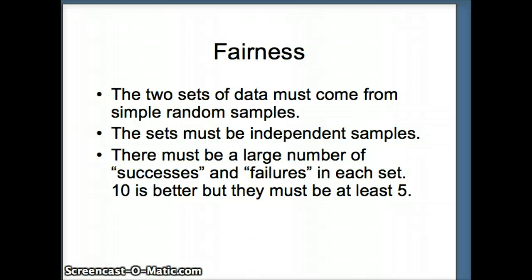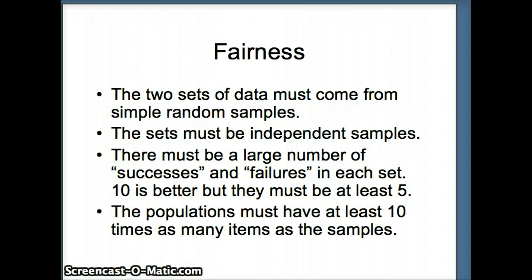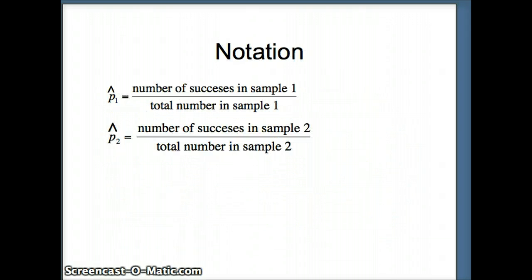Second, the sets must be independent. Third, there must be a large number of successes and a large number of failures in each set. 10 is a good number to aim for, but we are going to insist on having at least 5. So 5 successes and 5 failures in the first set, 5 successes and 5 failures in the second set. And finally, we want our population significantly larger than our sample. So we will insist that the population is at least 10 times as large as the sample we're working with.